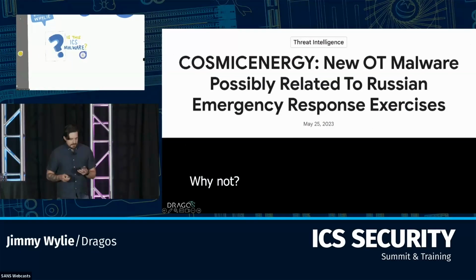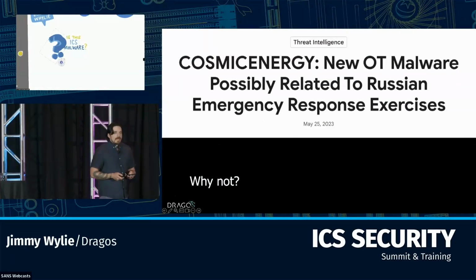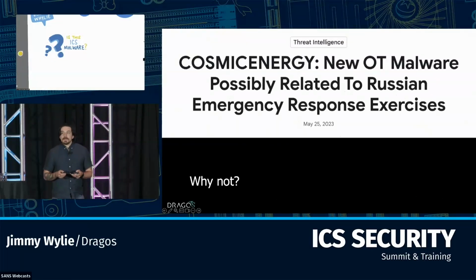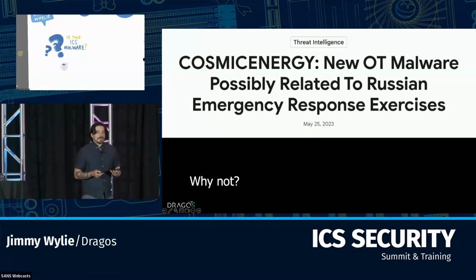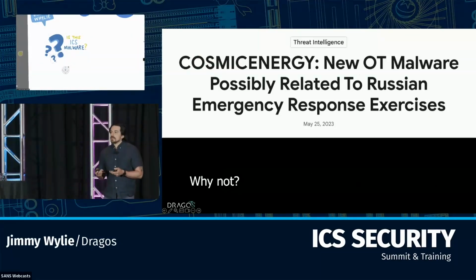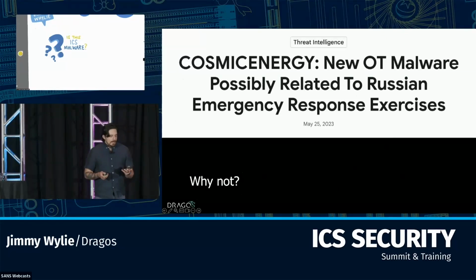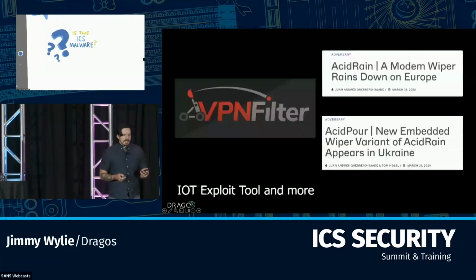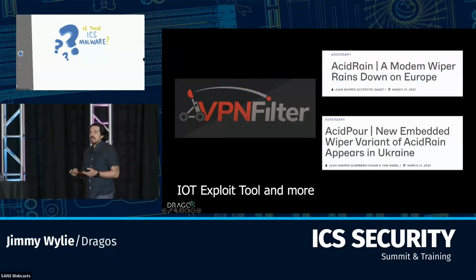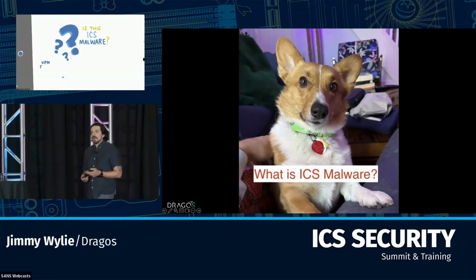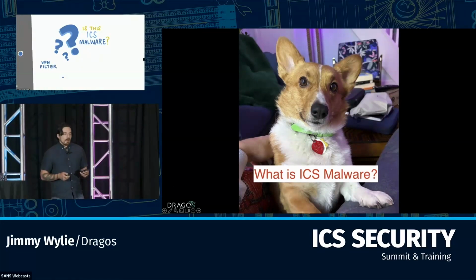Or COSMICENERGY, for instance, right? It could speak IEC 104. It was suspected to be part of Russian training exercises, and we didn't call that ICS malware either. And folks asked us about it, but we couldn't find evidence to use it for anything outside of training, much less a real attack. And if we called it ICS malware, we'd have to start calling a lot of researchy looking OT samples ICS malware. And that didn't seem correct to us either. And there were others, things like VPNFilter, Acid Rain, AcidPour, IoT exploit tool, which I'll talk about a little bit more later. When we disclose ICS malware, folks don't usually ask us to justify why.